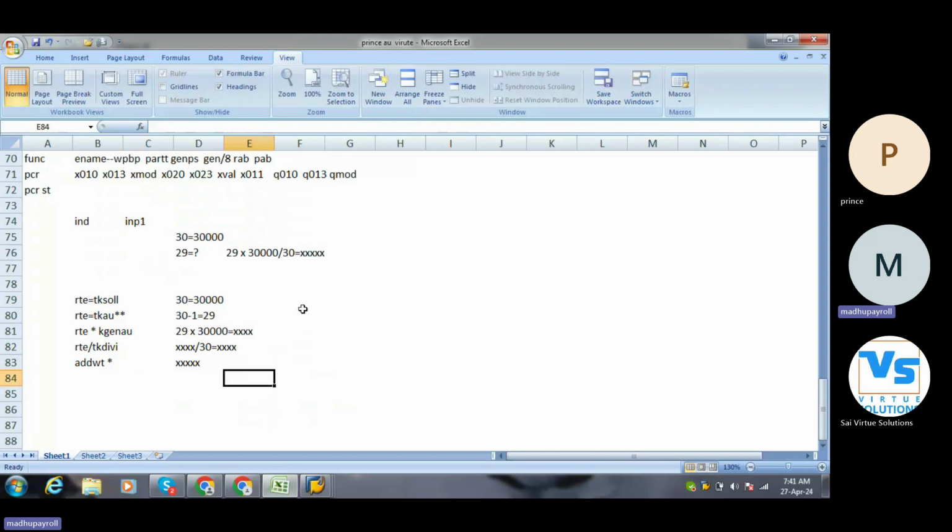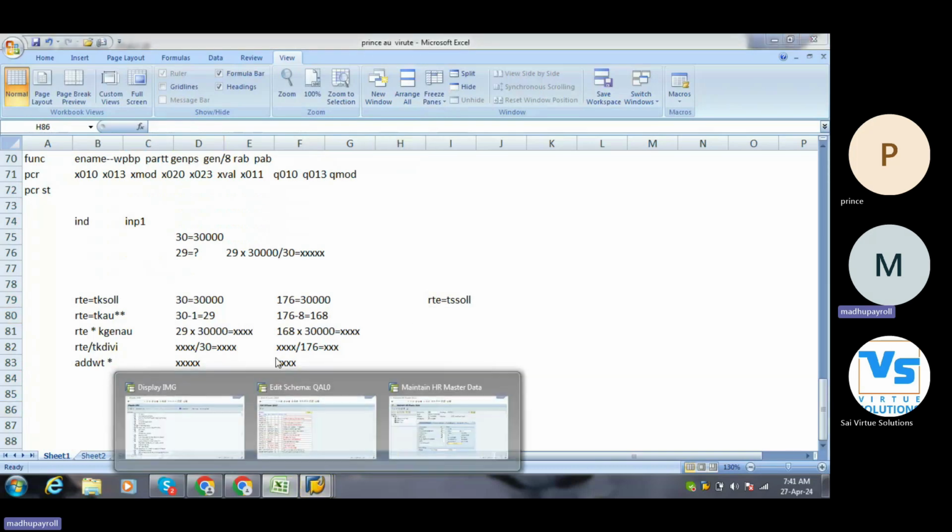But in Australian payroll, here it will say 176 hours equals 30,000. That is all the difference. Then 176 minus 8 equals 168 hours. So 168 into 30,000 gives some amount. That amount divided by 176 hours gives some amount, and you add that in the wage type. So the operation is different. Rate equals TSSOLL. I will show you.